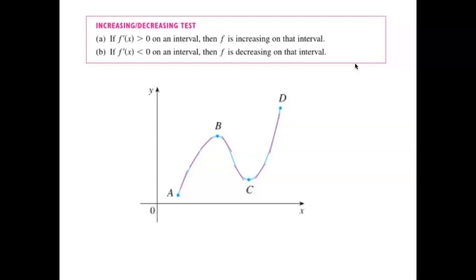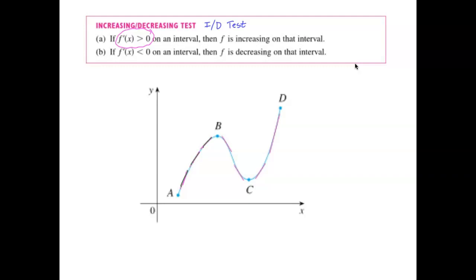First thing, the ID test, or the increasing decreasing test. And this is just what the first derivative tells us about the original function. It says if f prime is greater than 0 on an interval, then the original function f must be increasing on that interval. Hopefully that's pretty intuitive, right? If f prime is positive, that means the slope of the curve has to be positive. So you can see on this interval from a to b, these are all positive slopes.